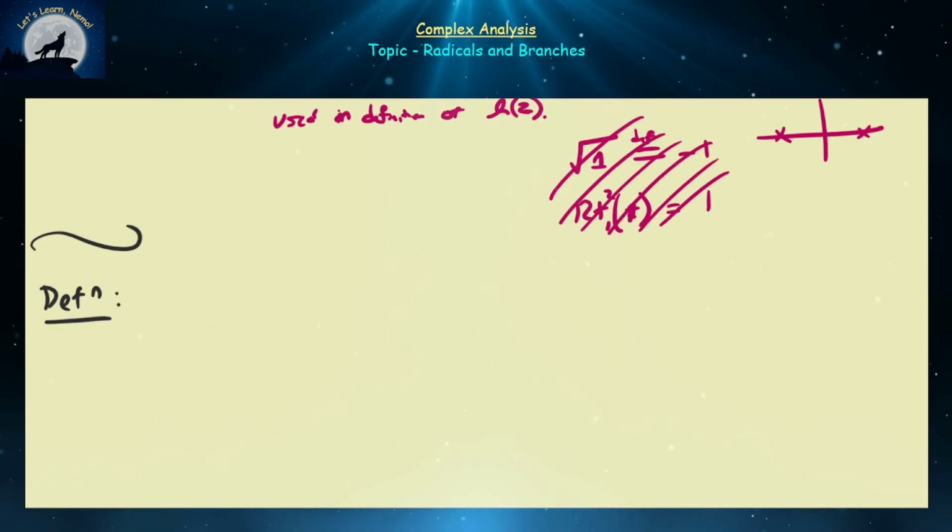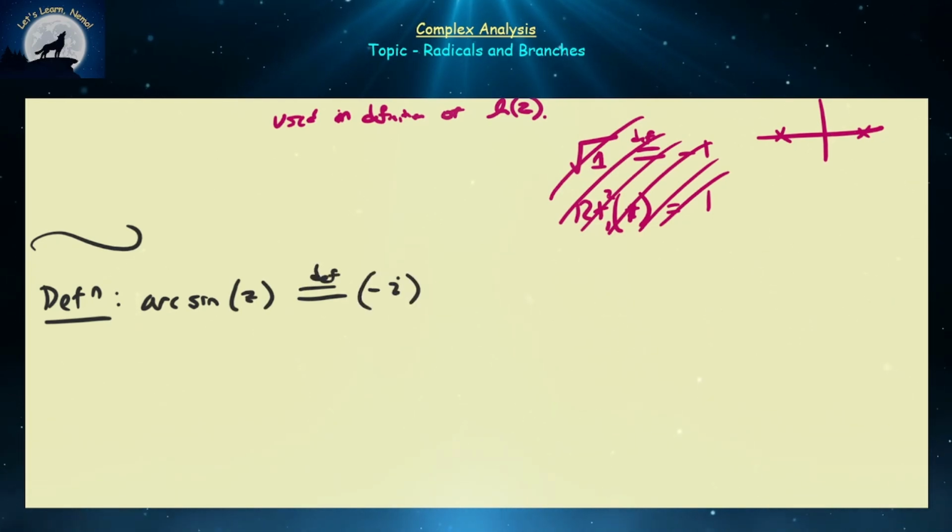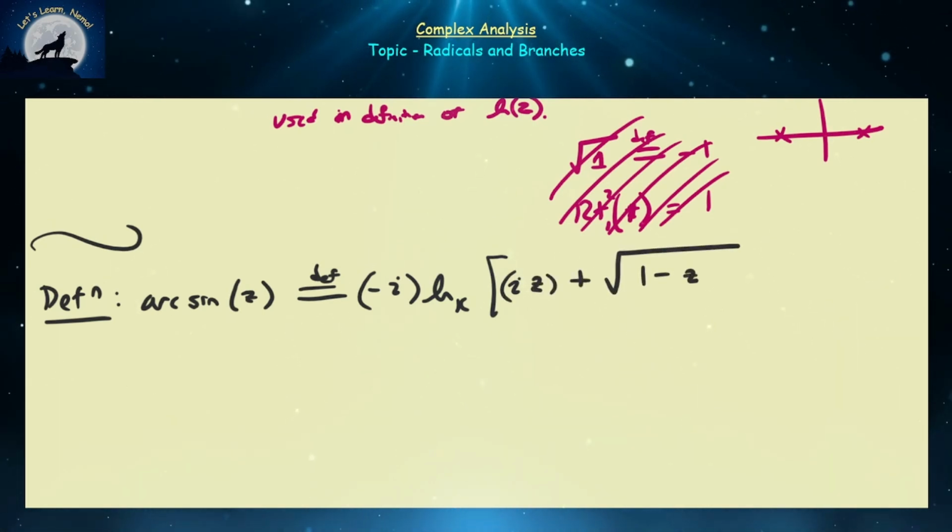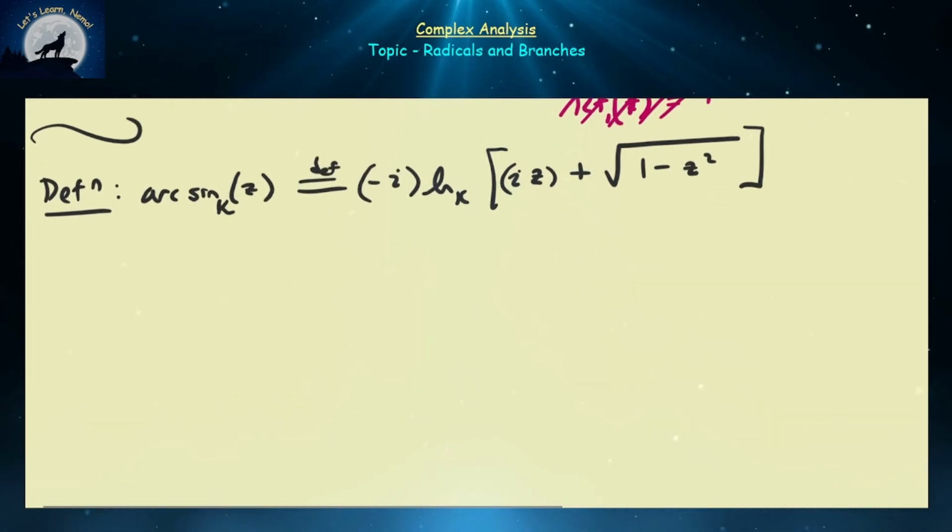So let's go ahead and define our arcsine function now. The arcsine of z will be defined to be equal to minus i times the logarithm of iz plus the square root of 1 minus z squared. Technically speaking, you can subscript the natural log with k since this is a multivalued function, but usually if you don't, it's already assumed that you know this is a multivalued function, just like the other ones that we have discussed before. So we have defined the arcsine function.